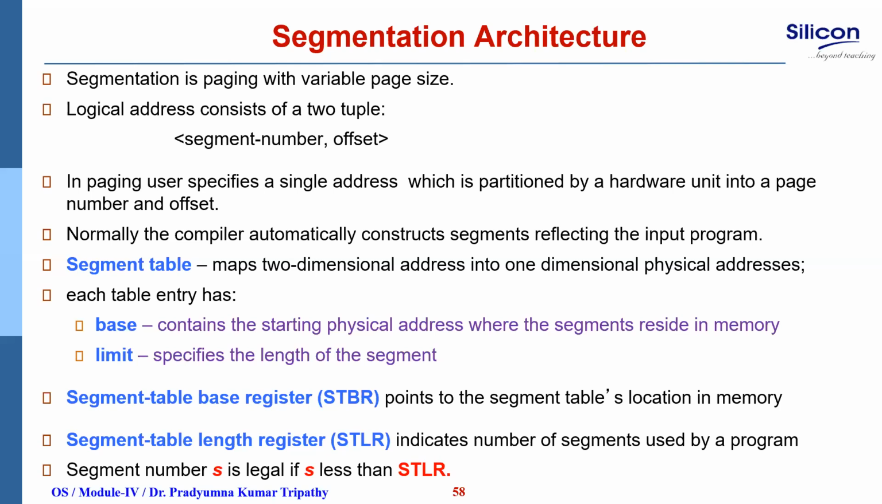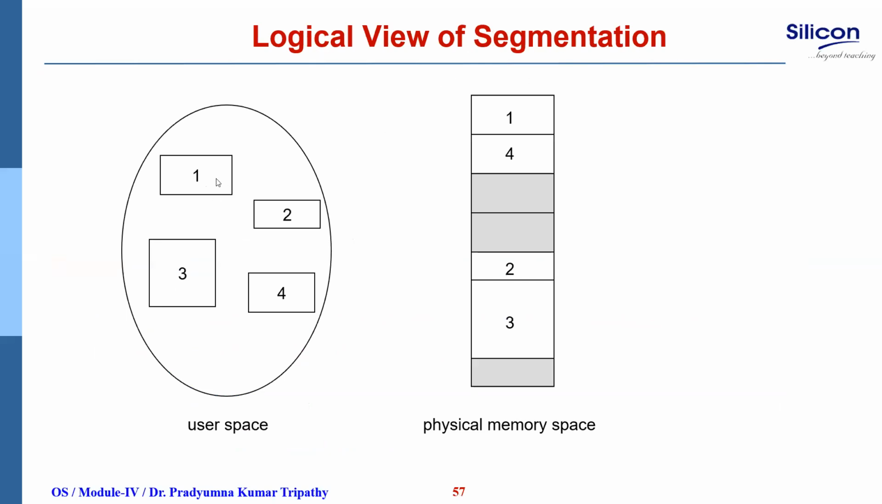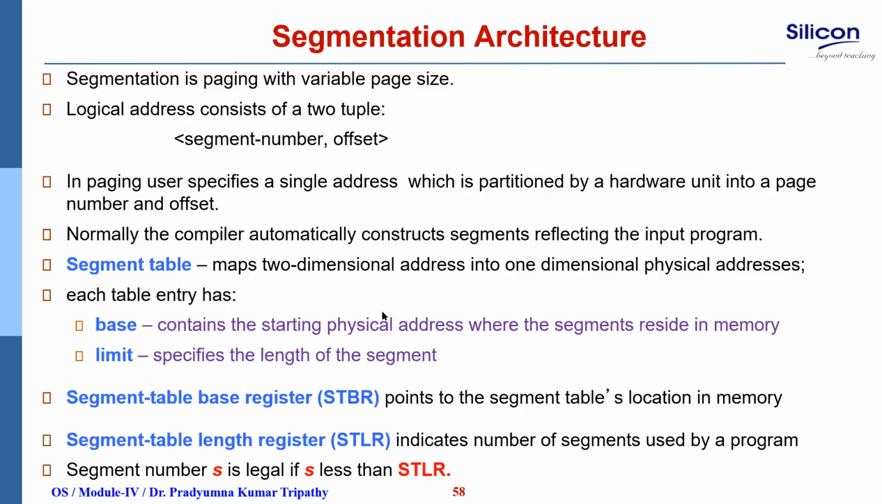What are we keeping over here? Base and limit. Suppose this segment 1 is loaded over here. What is the base and what is the limit? Segment 3 is loaded over here. What is the base and what is the limit? So for every segment, we will keep the base and limit. The starting address of this table is stored in a register called the segment table base register.